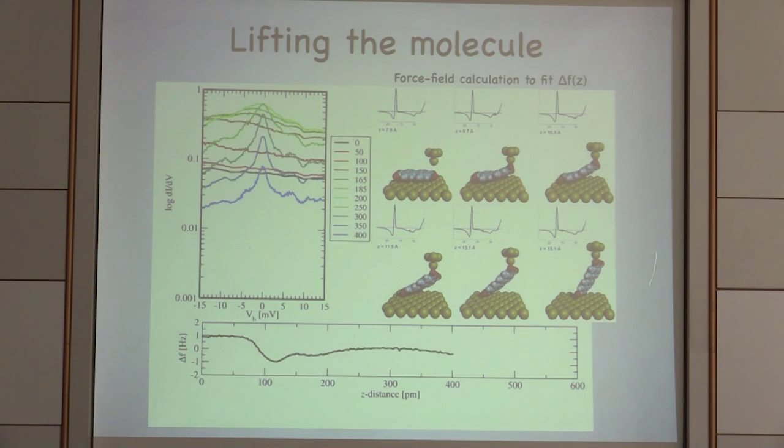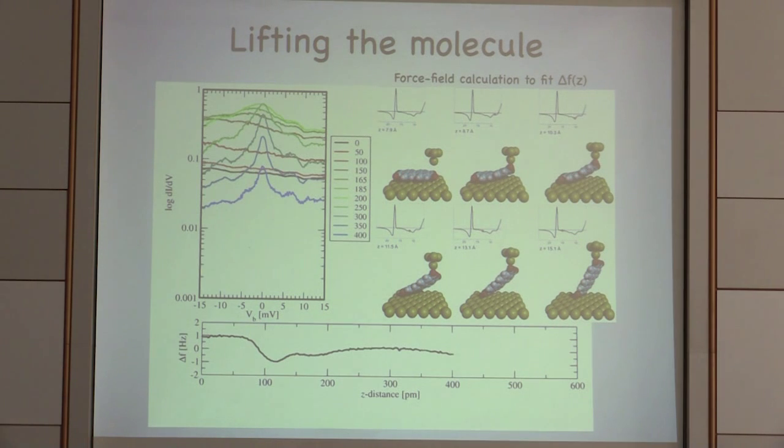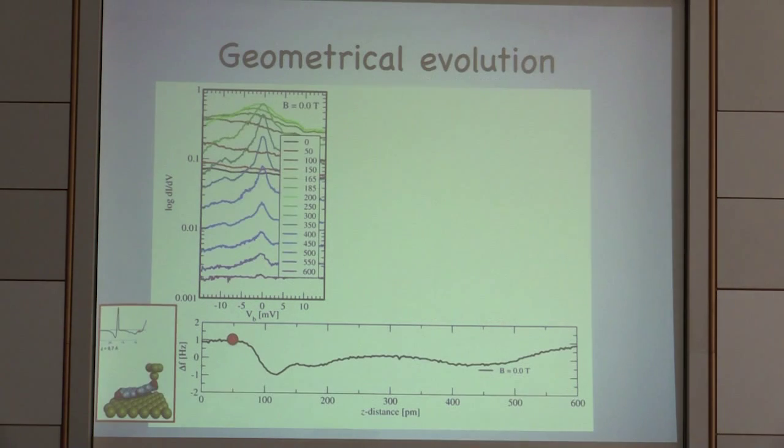So these are force field calculations using classical potentials, which allows us to resample the configuration, because for DFT this would probably be too heavy. And we see that there is a nice agreement between the frequency shift which we calculated and the one which I've shown here. Sorry, it's just reversed in both cases. But from that we can understand, at each position, what the geometry is.